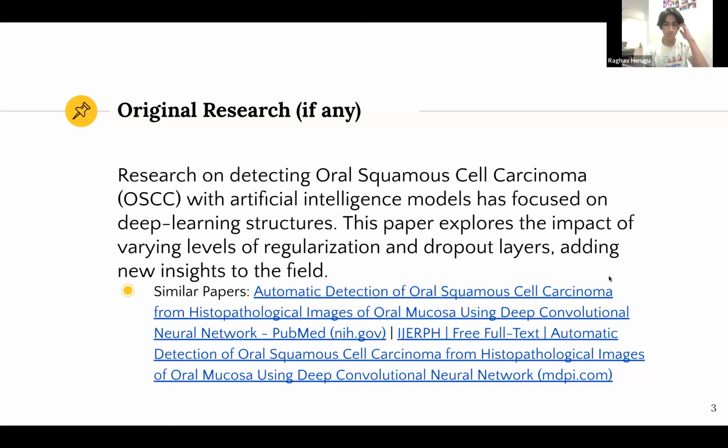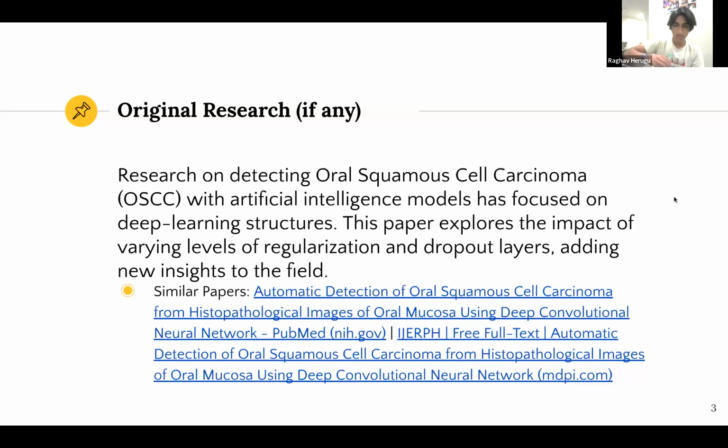For those interested in further reading, there are similar papers that also explore this exciting frontier. These include a study published on PubMed titled Automatic Detection of Oral Squamous Cell Carcinoma from Histopathological Images of Oral Mucosa using Deep Convolutional Neural Network, and another paper with a similar focus published on MDPI.